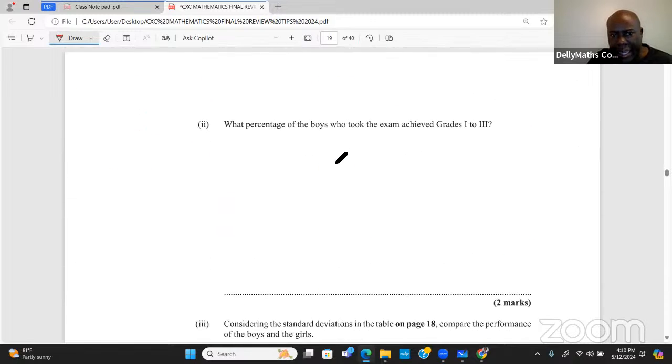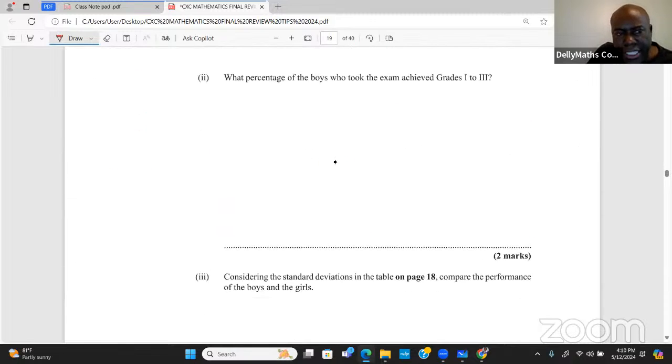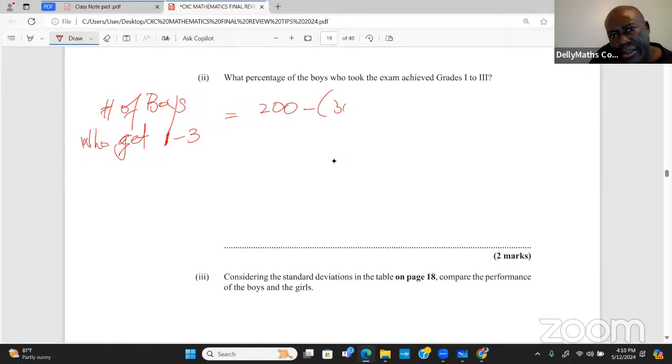Let us get that first. So the number of boys who got 1, 2, 3 is going to be 200 minus this plus this, right? So you're adding those and you're taking it out of 200. That's 200 minus 38. That's 162. So what we have is 162 boys that actually got between grade 1 and grade 3.